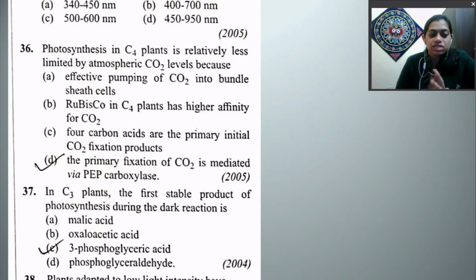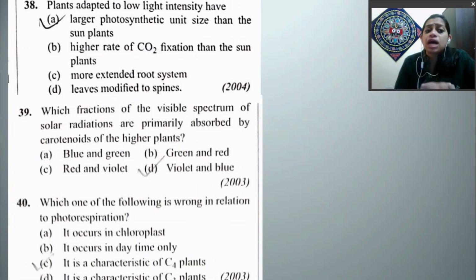Okay, next question is, in C3 plant the first stable product of photosynthesis during dark reaction is 3-phosphoglyceric acid or PGA. Easy question. Number 38. Plants adapted to low light intensity have larger photosynthetic unit size than the sun plant. Okay, low light intensity में adapt करने के लिए photosynthetic unit बड़ा होना चाहिए than sun plant, not the higher rate of CO2 fixation than the sun plants, or more extended root system or leaves modified to spines, etc.